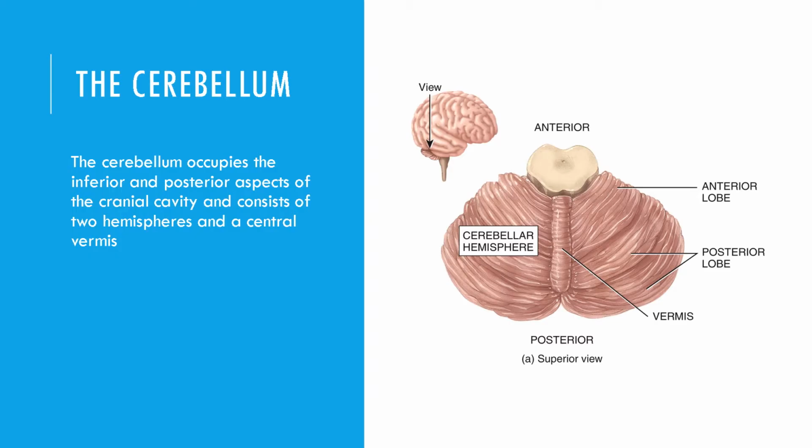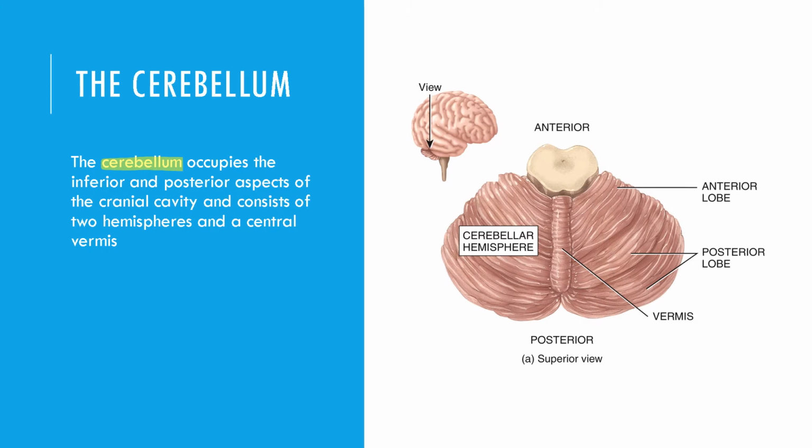Okay, now we're going to be moving on to the cerebellum. So this is second only to the cerebrum in size, but it's going to occupy that inferior and posterior aspect of the cranial cavity. The cerebellum is posterior to the medulla and the pons, and it is inferior and posterior to the cerebrum.